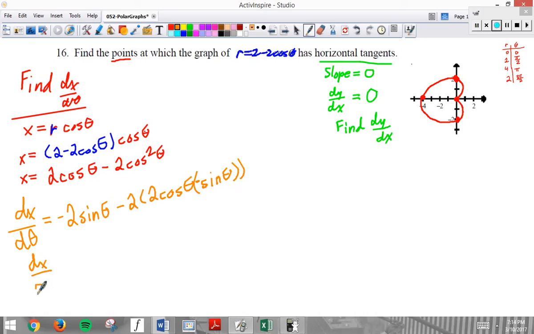dx d theta is negative 2 sine theta plus 4 cos theta sine theta. Muy ugly.